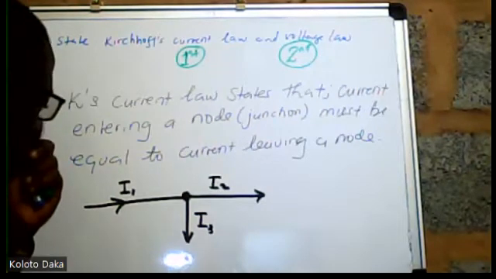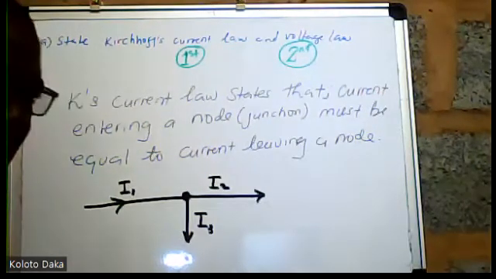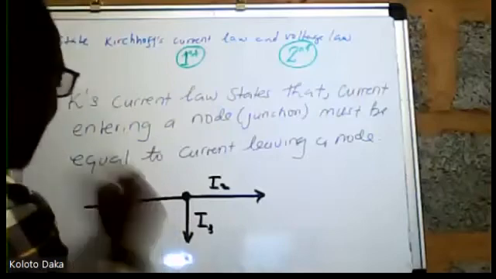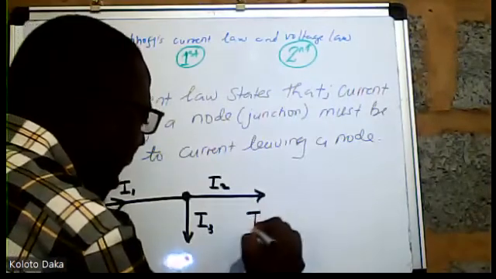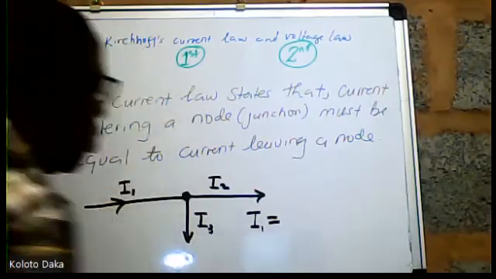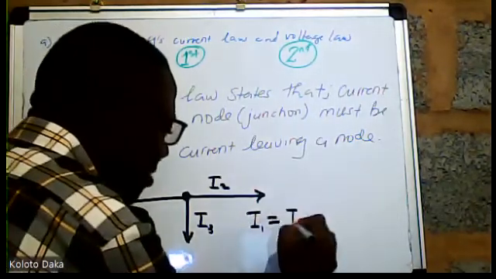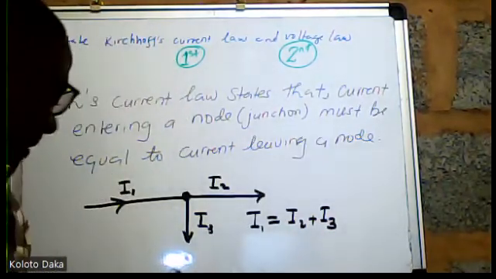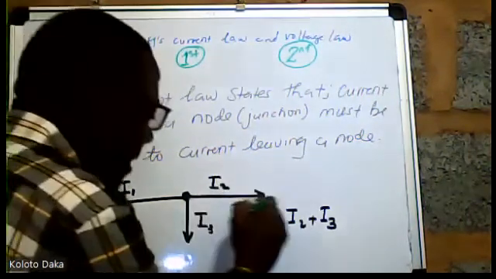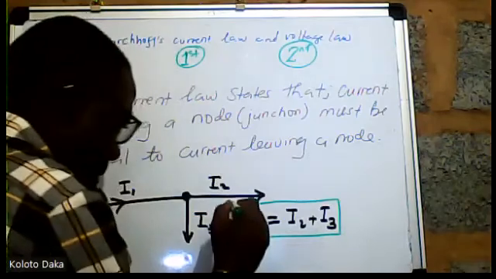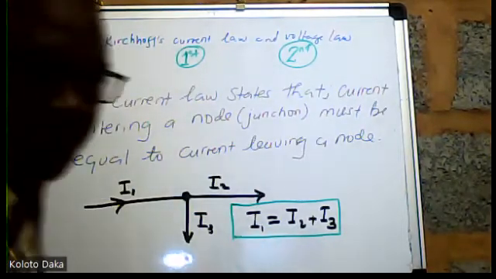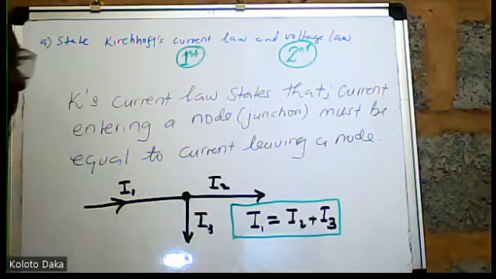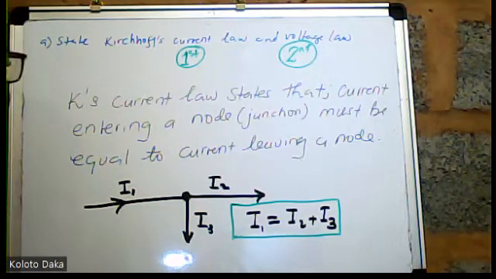A node is simply a point where current can split or join. That's a node. So what we are saying here is that the current entering a junction, I1, should be equal to the current leaving the junction, which is I2 plus I3. That is Kirchhoff's current law, or Kirchhoff's first law.